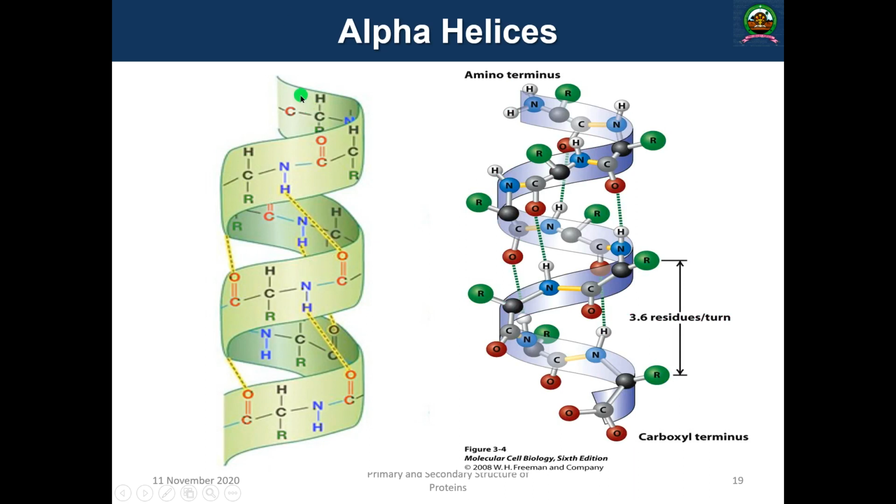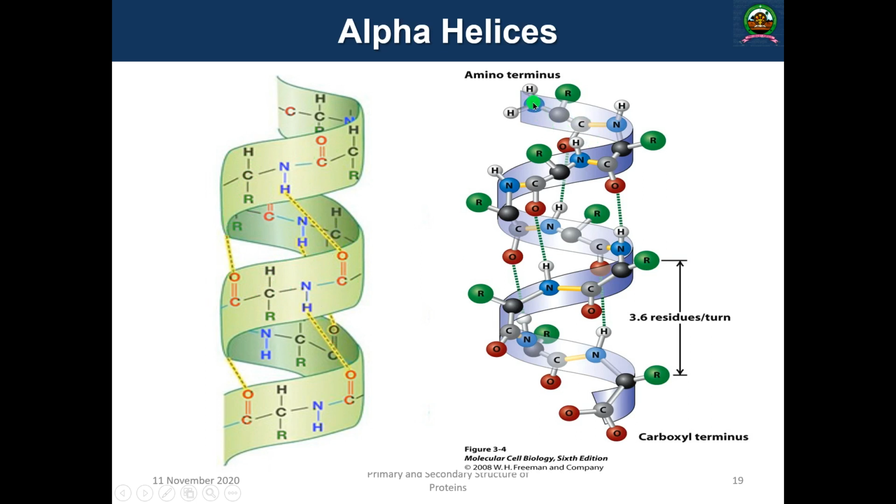So this is what I told you. Here you can see the NH2, and here it is going like this. Here are R1, R2, R3 and R4. Here you can see the NH of the first amino acid will interact with the CO of the fourth amino acid. Due to this, a helical structure is formed. Then the second will be with the fifth, the third with the sixth, and so on.